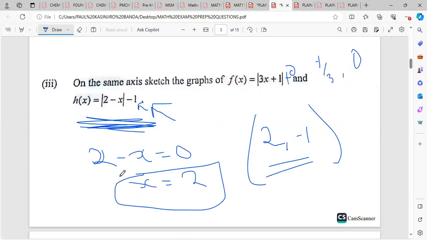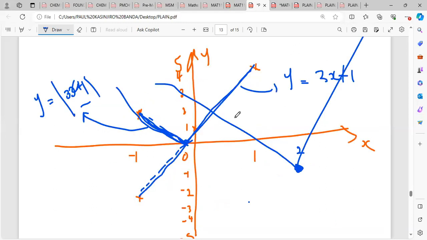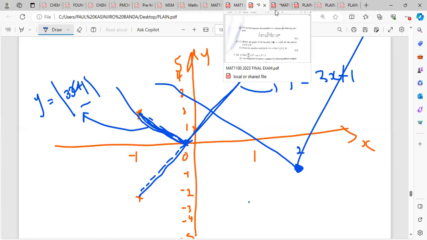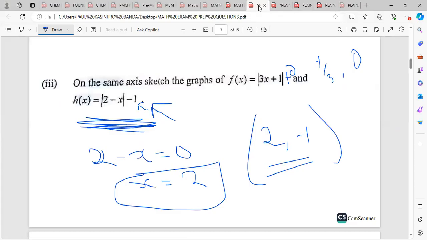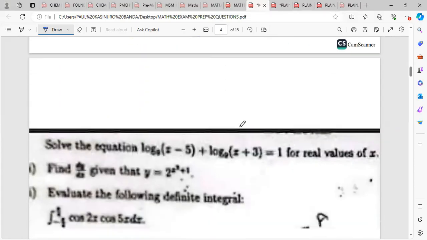If you don't want to use this method, you can still use redefining. But redefining takes time, so it's better you solve some of these questions with some tricks. So that's that on that question. Let me move to the next one.